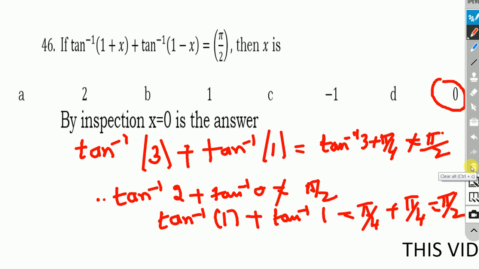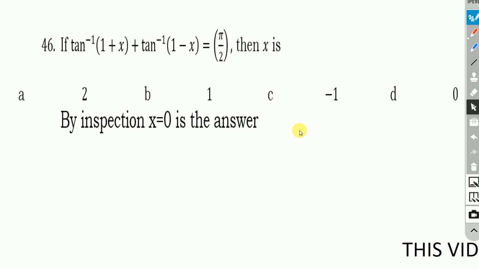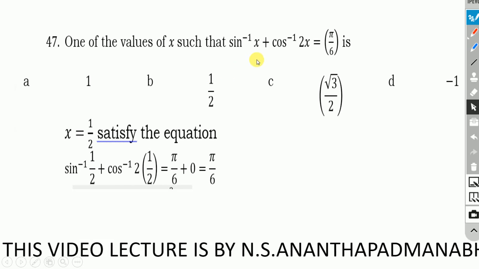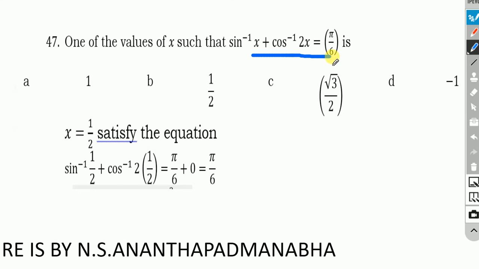One of the values of x such that sin inverse x plus cos inverse of 2x is equal to pi by 6 is... Here also we can go by the verification method. Let us put x equals 1 by 2 and x equals 1. You can check leisurely. When you give x equals 1 by 2, I have sin inverse of 1 by 2 plus cos inverse of 2 into 1 by 2.